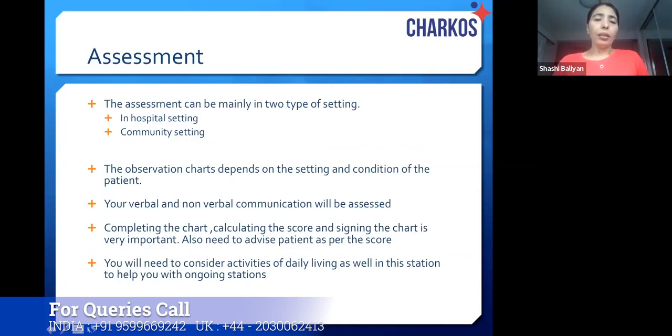Now coming again to the assessment, continuing with that. We have to see that assessment can be of two types. Yeah. So either it can be an in-hospital assessment, or it can be an assessment based in a community setting. Now you are a nurse. So a nurse can be a nurse in the hospital, or a nurse can be a nurse in the community.